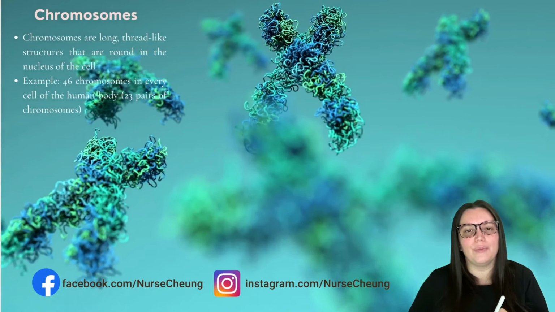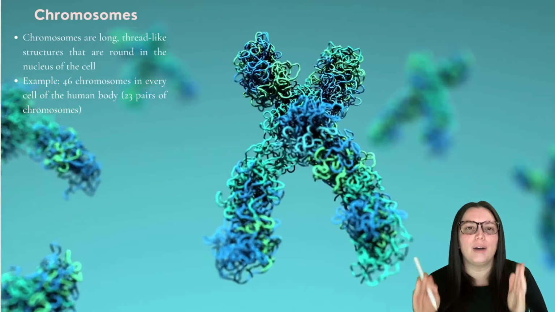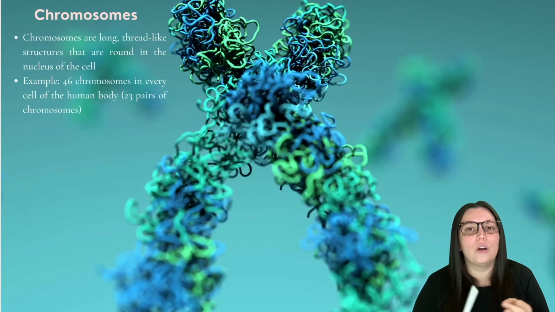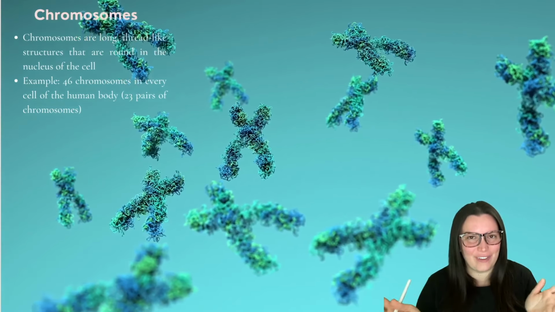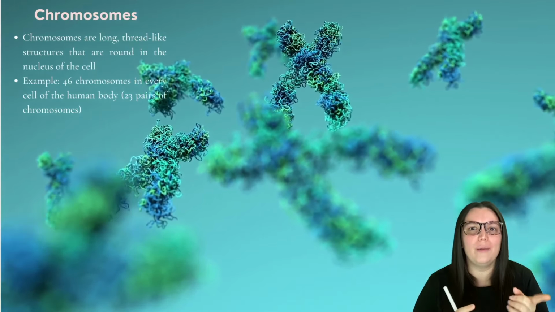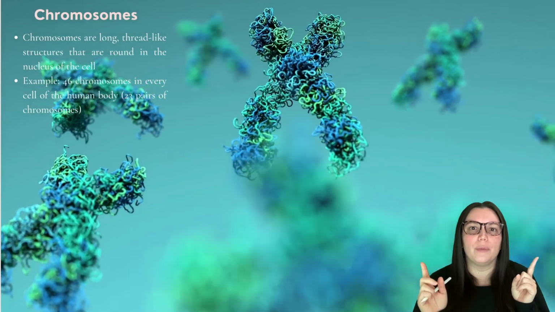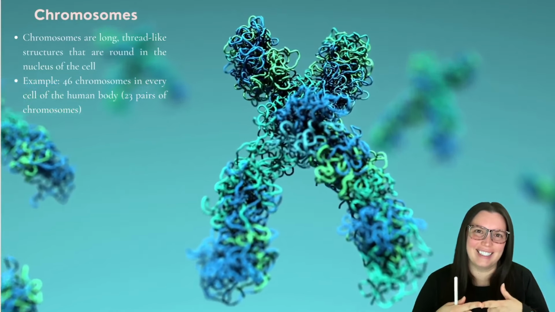So for example, humans have 46 chromosomes in every cell of their body, except for gametes as well as sex cells. Whereas dogs have a total of 78 chromosomes. Isn't that fascinating? Humans have 23 pairs of chromosomes. One pair is inherited from the mother, and the other pair is inherited from the father. This makes up the diploid number of 46.